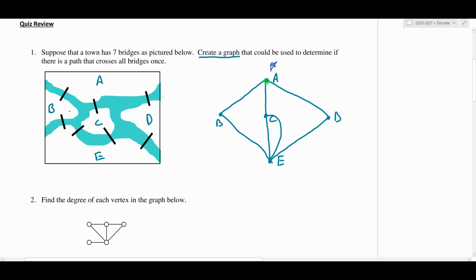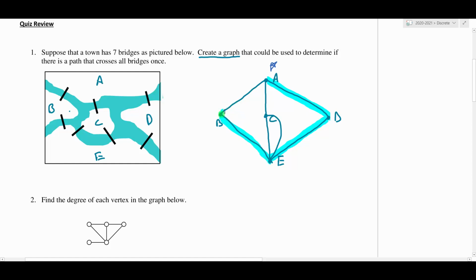So I don't know, let's give it a try. I'm going to go from A to D first. So I use that bridge. And then from D, I only have one option. I'm going to go to E. And then I'm going to go to, let's go to B.